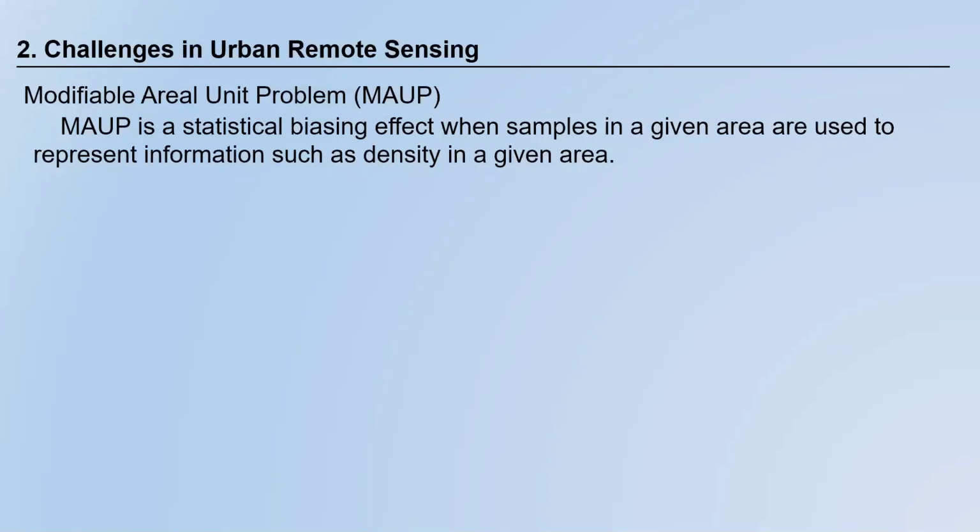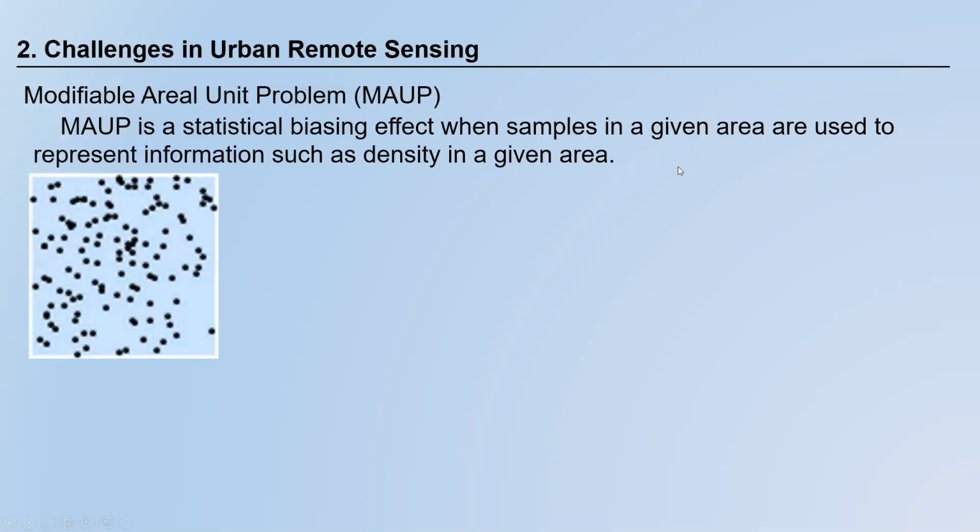And MAUP is more complex than this simple one sentence definition. It is actually twofold. Firstly, MAUP can appear when you zoom in and zoom out. In other words, when the scale changes, your result, your conclusion from the observation could change. That is the first part of MAUP.